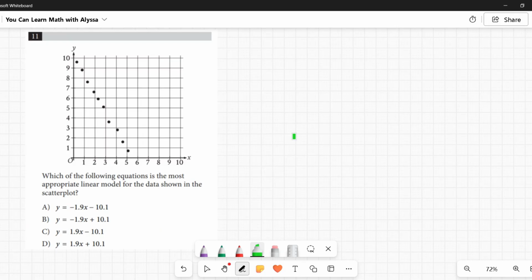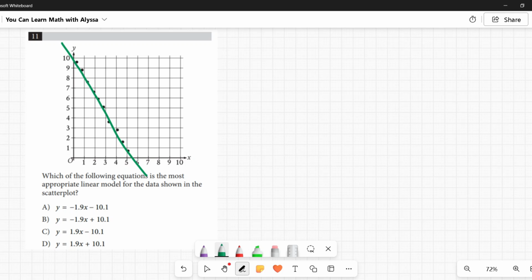Number 11. Which of the following equations is the most appropriate linear model for the data shown in the scatter plot? They love putting scatter plots into the SAT. I think it's a little unusual that it calls it the most appropriate linear model. Usually they refer to it as the line of best fit, because that is what it's called in statistics. And that's what a scatter plot is, dots showing data.